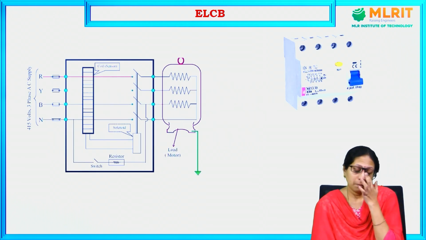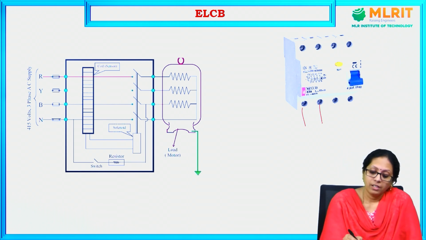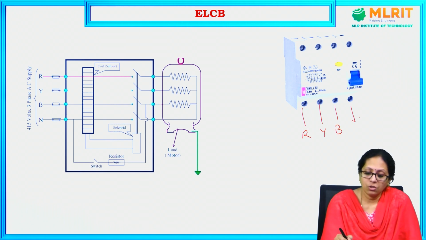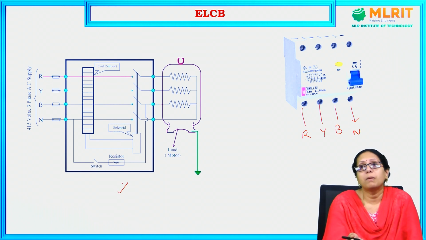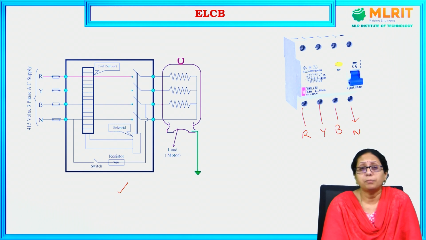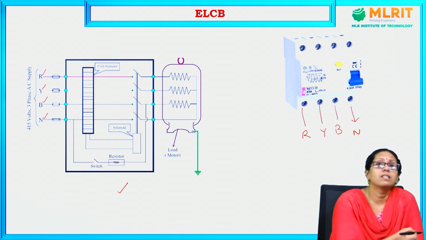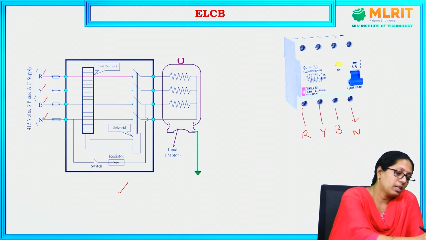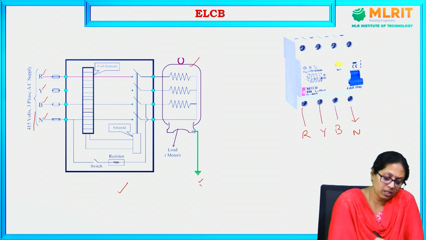Here you can see the picture of ELCB, where you have 3 wires, that is R, Y, B, and then the neutral. And this is the internal picture of this particular ELCB, where you can see R, Y, B as well as neutral, which works with a voltage input of 415 volts, 3-phase AC. And here you can see the load which is being connected to the ground.